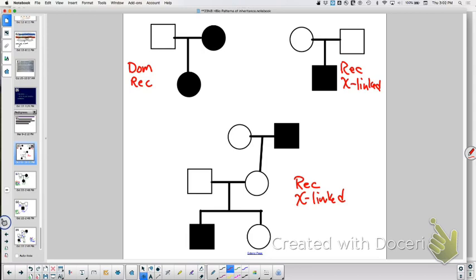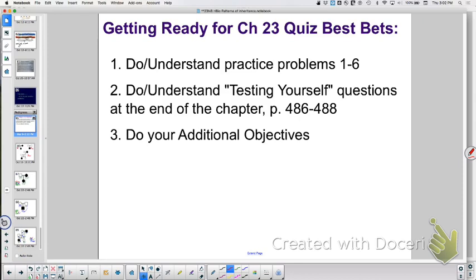All right, what did I have here? Oh, getting ready for chapter 23, quiz best bets. Okay, make sure you can understand practice problems 1 through 6. That's practice problem set 1, practice problem set 2. Where are the answers to those? Yeah, and if you have questions on those, I'm happy to go over any ones you want to have questions on. And then make sure you understand the testing yourself questions at the end of the chapter. They're on page 486 to 488, and the answers for that are in the back of your book. And then you need to do your additional objectives.